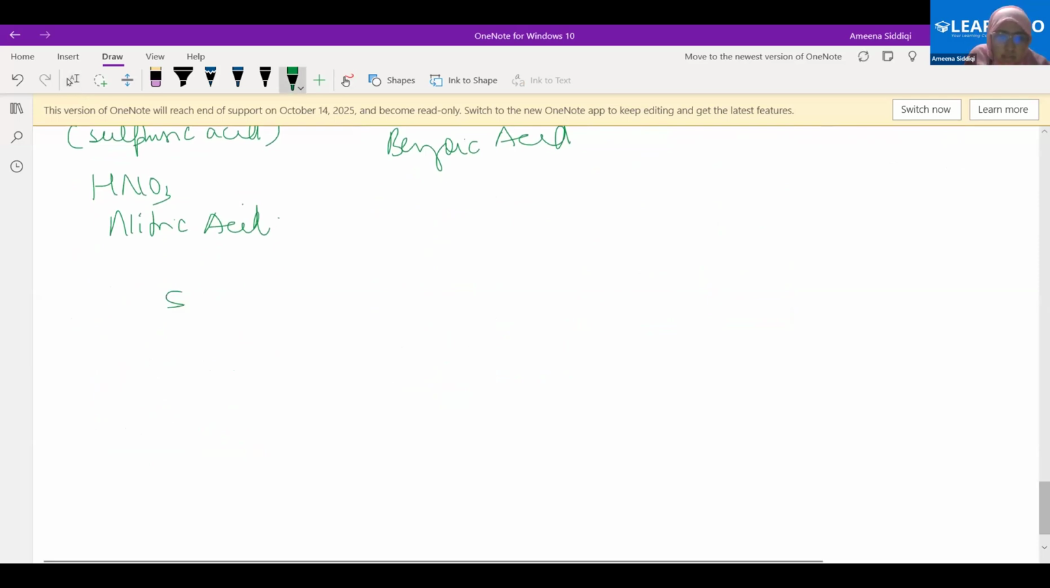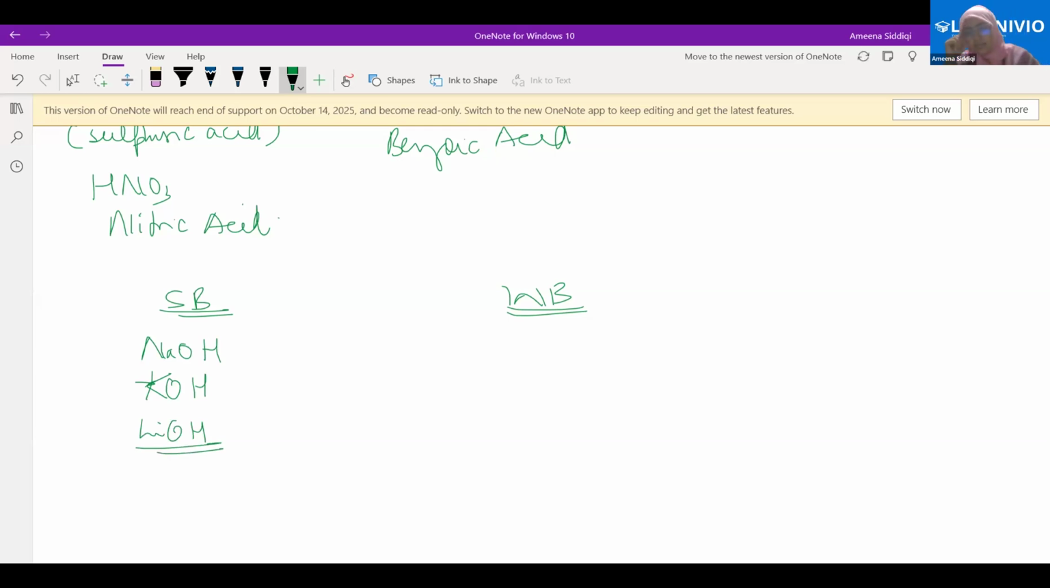Can you tell me what will be the examples of strong bases? Sodium hydroxide, potassium hydroxide, lithium hydroxide. Okay, that's it. Coming on to the weak bases: ammonium hydroxide. Very important.